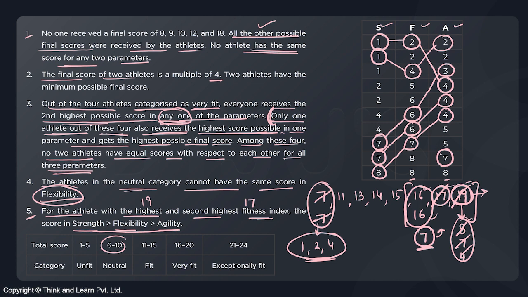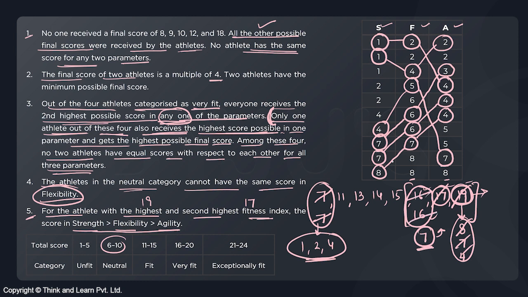What about this person, 7? Can he have 7, 6, 3? No, there is no 3 available in strength. So the only possibility for this guy is to have a 7 plus 5, 12, and 12 plus 4 is equal to 16. So these are the scores for this person as well. They all have been sorted.